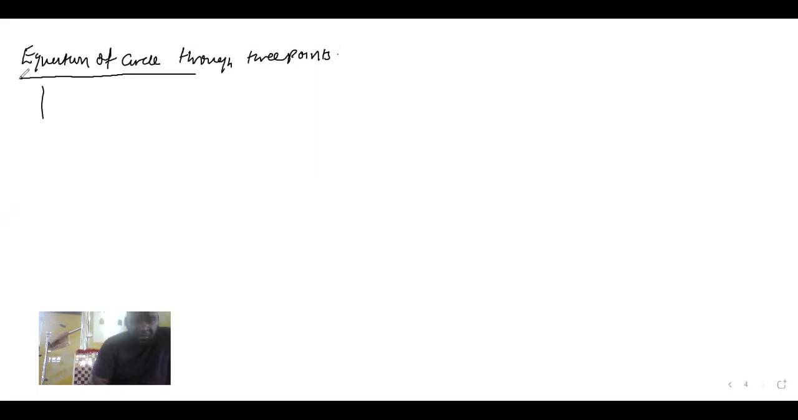Getting the equation of a circle through 3 points. When a circle passes through 3 points, what does it mean? Here, all the 3 points lie on the circle, first of all. That is one thing we should know.